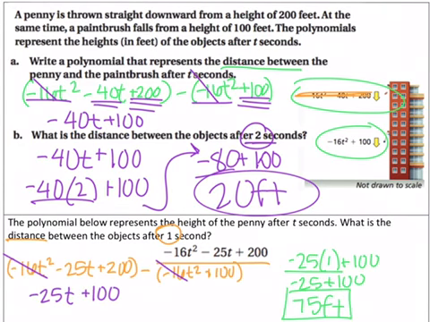All right, so when I subtracted my polynomials, I got what you have in purple here. And this is going to be that binomial that we plug in 1 for t. So I did that over here in green. I got 75 feet is the distance between the objects after 1 second.